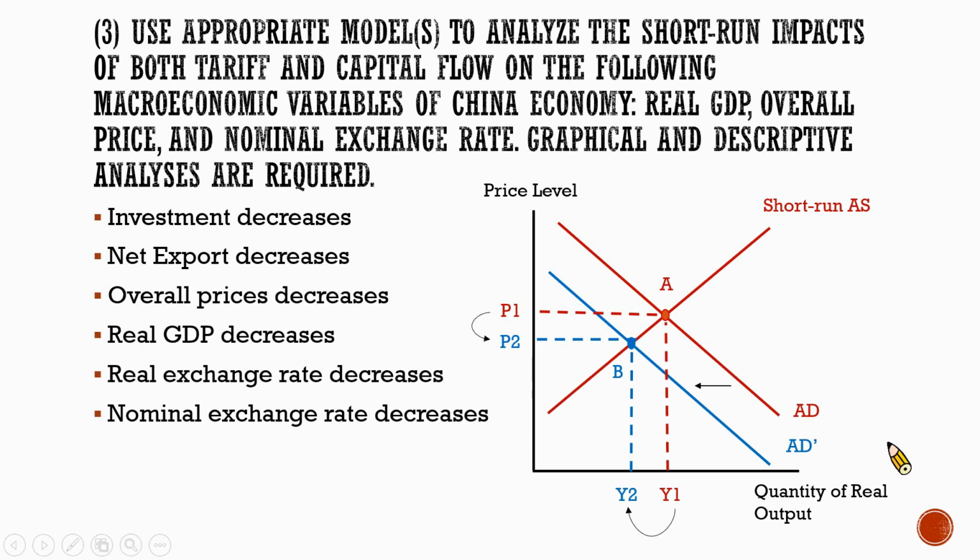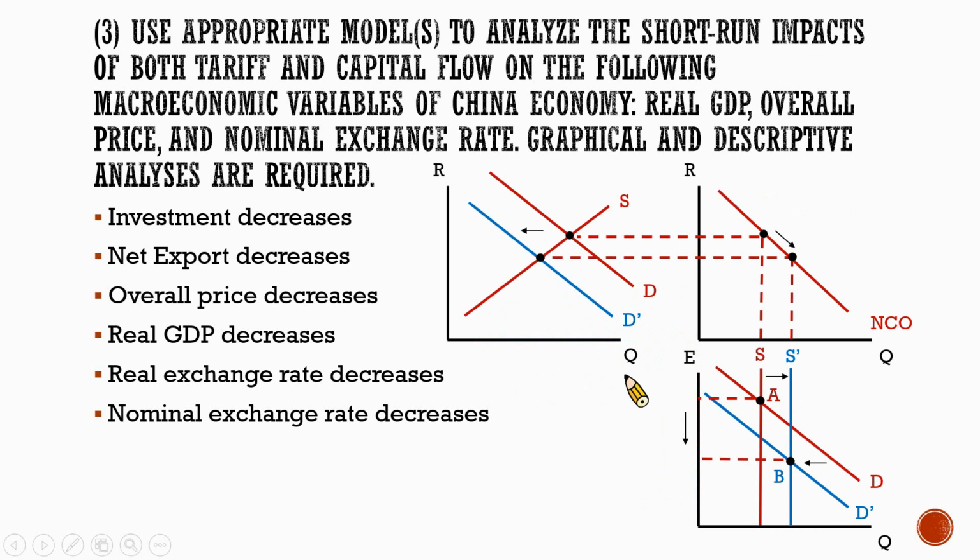The next question is to use appropriate models to analyze the short-run impacts of both tariff and capital flow on the macroeconomic variables of China's economy. Because the tariff will decrease net export and the capital flow will decrease investment in China's economy, we speculate that the aggregate demand will decrease. Let's take a look at the graph. The aggregate demand curve will shift from the right side to the left side, causing the equilibrium point to shift from point A to point B. Therefore, the overall price will decrease.